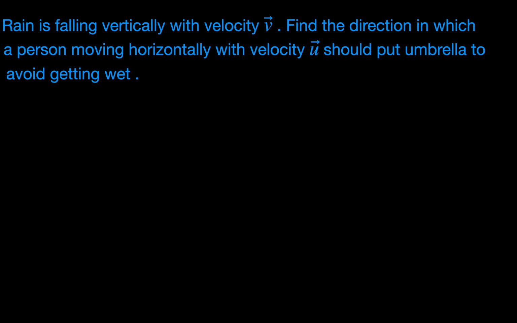Let's solve a question based on relative velocity. Rain is falling vertically with velocity vector v. Find the direction in which a person moving horizontally with velocity vector u should put the umbrella to avoid getting wet. So this problem can be shown with the diagram here. The man is moving with velocity vector u and rain is falling with vector v velocity.